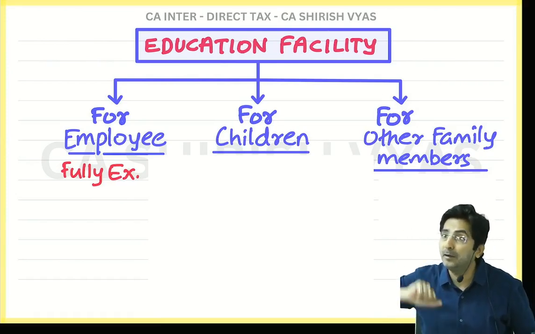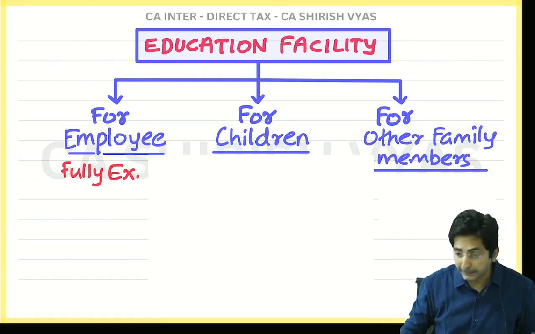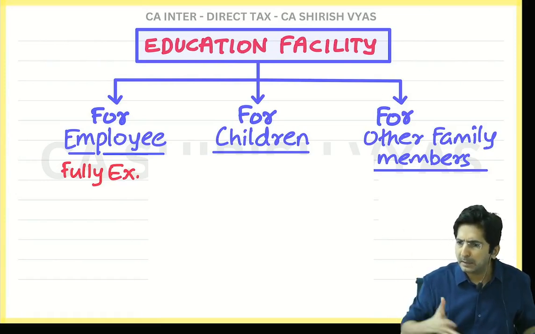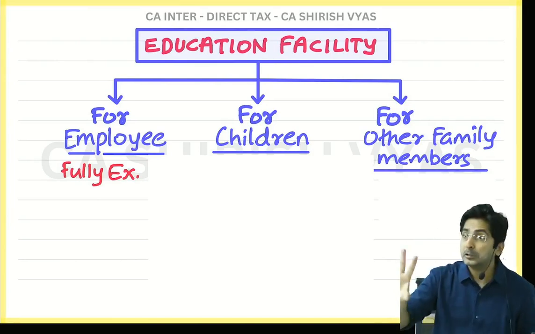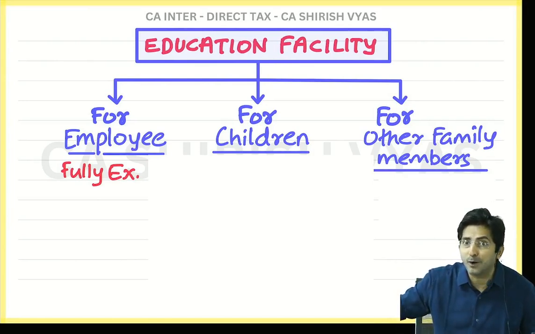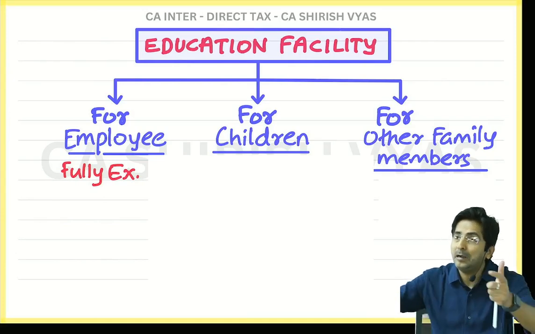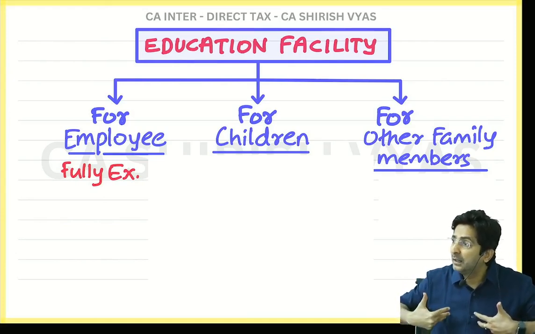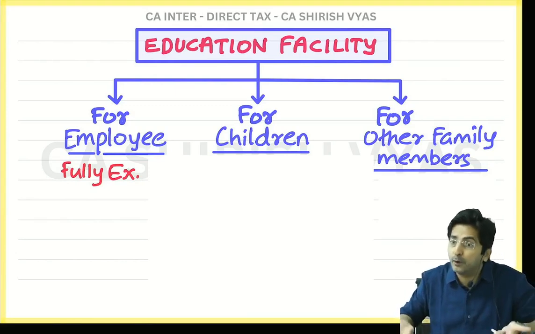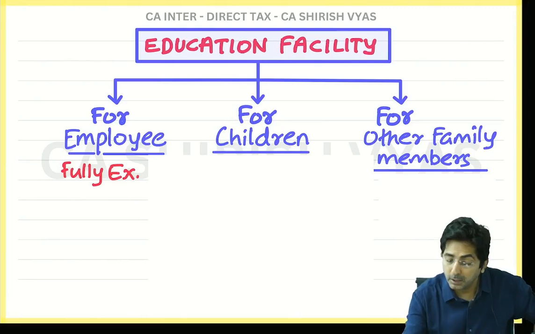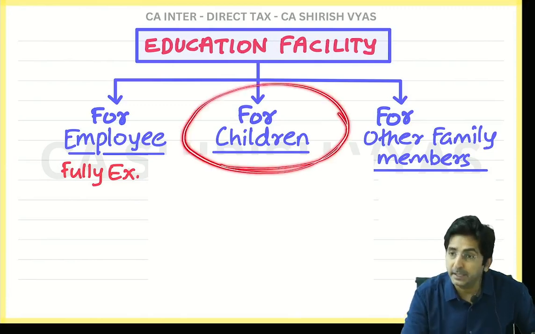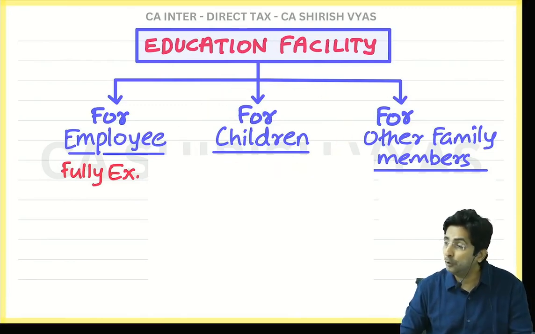Because if the government taxes, what will the employee say? I didn't want to learn computer. I didn't want to do MBA. It is my company telling me. Why should I pay tax? That's why the government will not tax. It looks like the employee is getting free education. Wow, nice, yeah. But ultimately it is the self-interest of the company. The company is doing it for their own benefit. That's why exempt. But when employees' children are studying, then what is the rule?